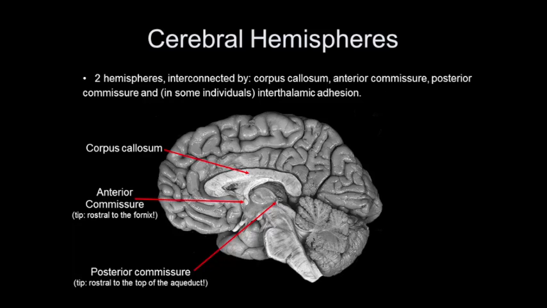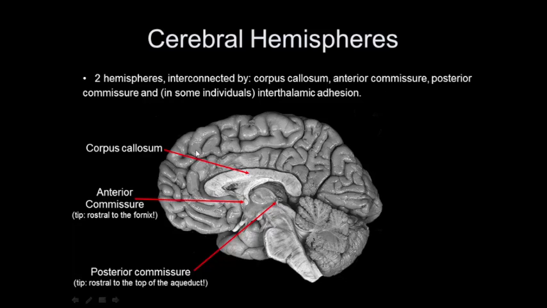And then there are the cerebral hemispheres. There are two in most people. They are interconnected by a number of fibers. In particular, the corpus callosum, which is a very big and very prominent feature. I mean, you cannot really miss it. It looks like a saddle, or at least like an inverted saddle.